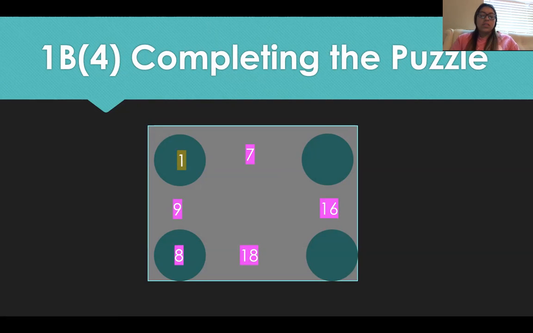Now, what 1 plus or minus gives us 7? The answer is 6. Now, what 6 plus or minus gives us 16? The answer is 10. Now, 10 plus 8 would give us 18, which is the number 18 at the bottom, which was already given to us, but this was just a reassurance.